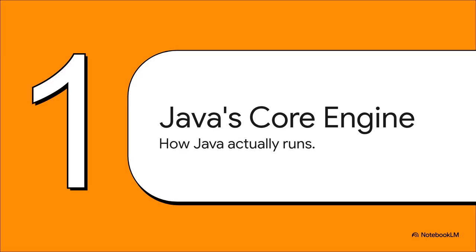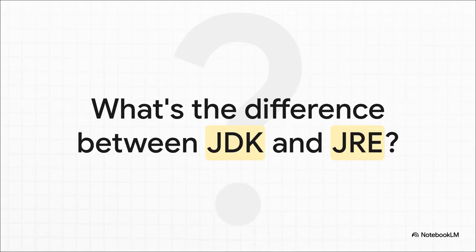Okay, Section 1, Java's core engine. We've got to start here. This is all about how Java actually runs. What makes Java, Java? And here we go. First question up. What is the difference between the JDK and the JRE? This is probably one of the first questions you'll get.